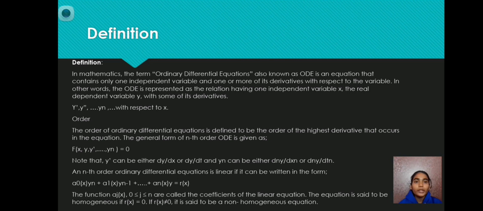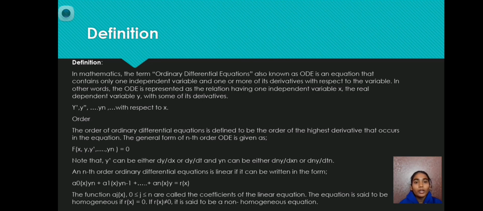Definition. In mathematics, an ordinary differential equation, also known as ODE, is an equation that contains only one independent variable and one or more of its derivatives with respect to the variable. In other words, the ODE is represented as a relation having one independent variable x, the real dependent variable y, with some of its derivatives like y dash, y double dash, and so on, y power n, with respect to x.